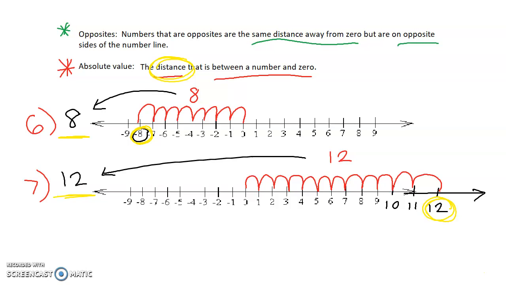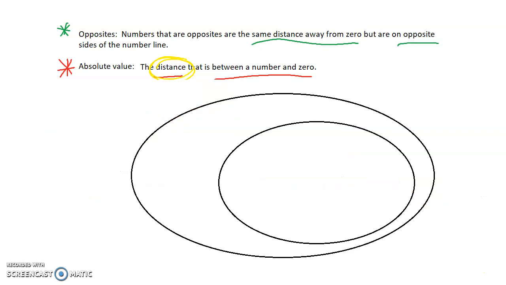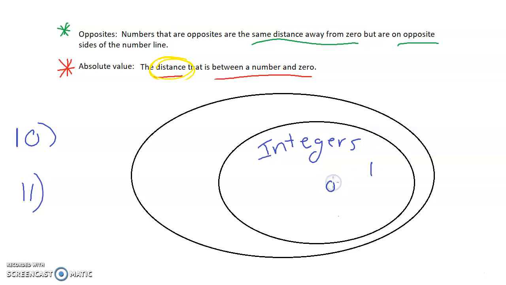All right, last few questions, number 10 and number 11. Number 10 deals with the vocab word integers. If you don't remember, the integers include numbers like 1, 0, -2, 5, 17, -20, all the positive and negative whole numbers.